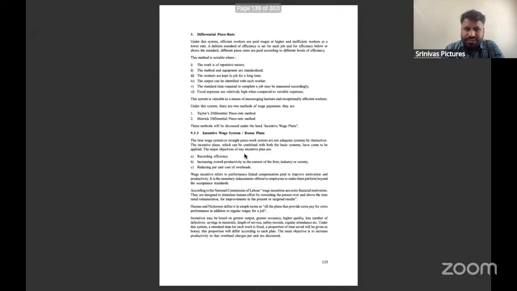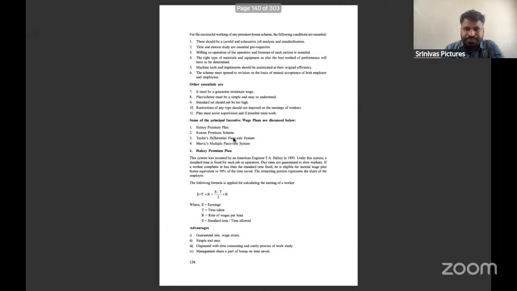First one is the Taylor's, and other essentials also. Here, some of the principles of incentive wages are discussed below: Halsey premium, Rowan premium, Taylor differential piece rate system, Merrick piece rate system. Let us discuss one by one. See, first one is what? Halsey premium system.